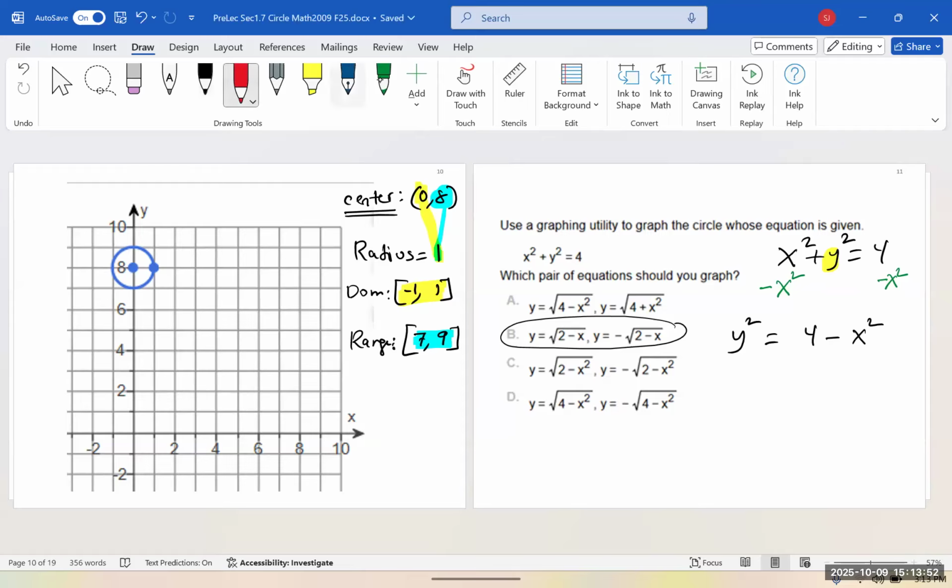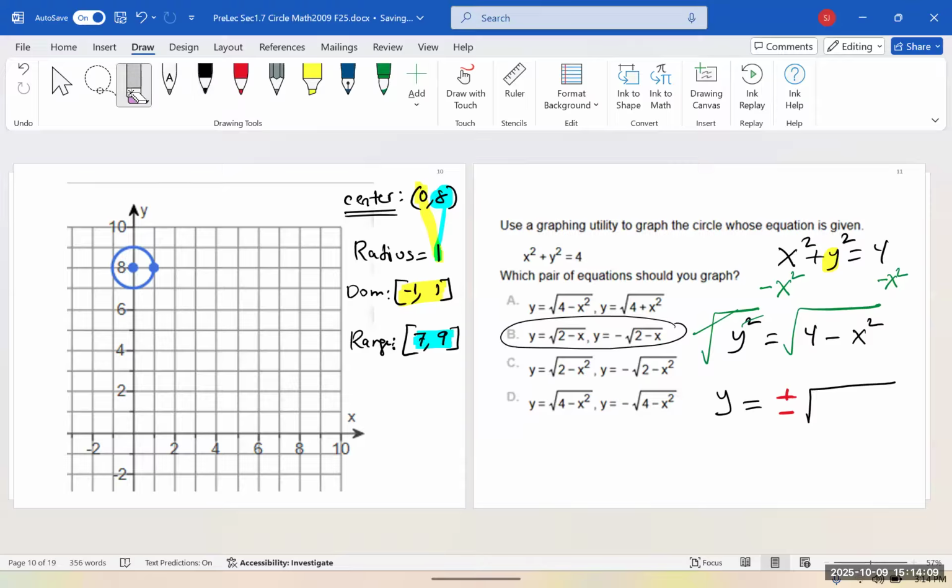Square root. We need to square root both sides. So this cancels out, so we get y alone. And since you took the square root of a variable, you end up getting two solutions. One is plus, one is minus.